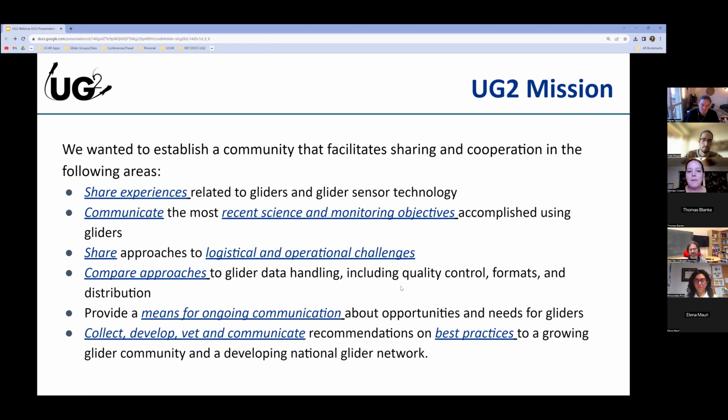Just to break that down a little bit further, within that broad mission of UG2, we've got some key goals and expectations as a group. The idea really was to develop this community to share experiences related to glider activities, communicate those objectives, share lessons and challenges, and compare approaches, especially in terms of data formatting, data management, and data frameworks. And then really importantly, also to provide a platform to support ongoing communication and development of best practices within this glider network. Ultimately, this group would continue to serve and support the growing United States glider network.